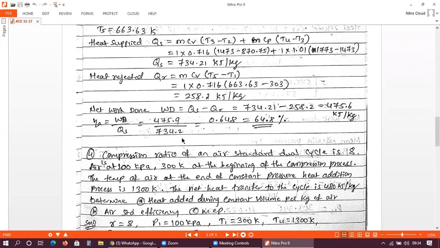Okay, now the last part is the air standard efficiency. We need to calculate the air standard efficiency. It is the ratio of work done divided by heat supplied, right? We have calculated the value for work done, that is 475.6, divided by heat supplied. The heat supplied value has also been calculated.